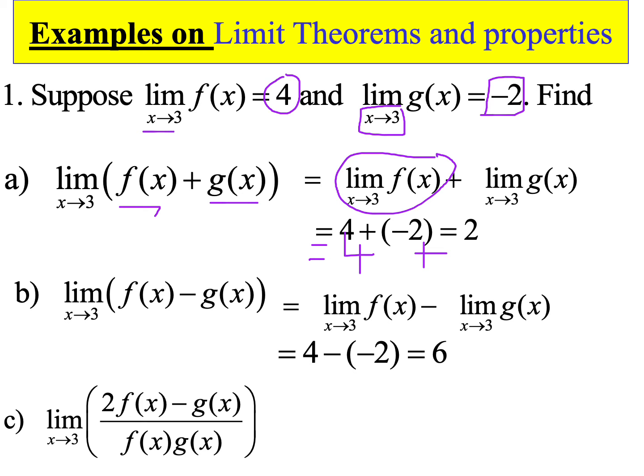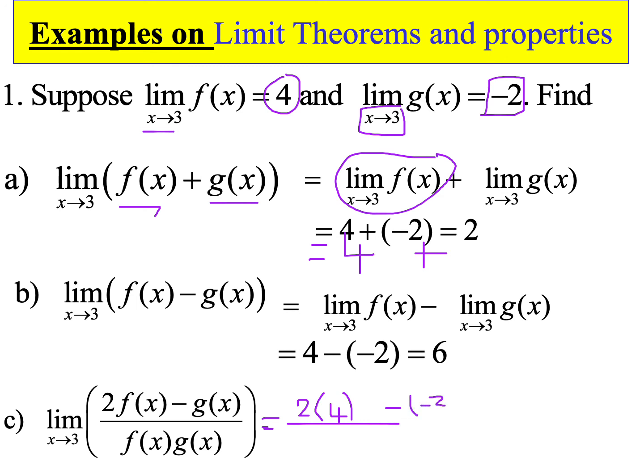If I have this limit of f and g divided by something, I will find the limit of each one alone. To solve it in a short way, because I know the limit exists, I say 2 multiplied by the function, so I take only the result of the limit of the function, which is 4, then minus the limit of g, and I know g is -2.